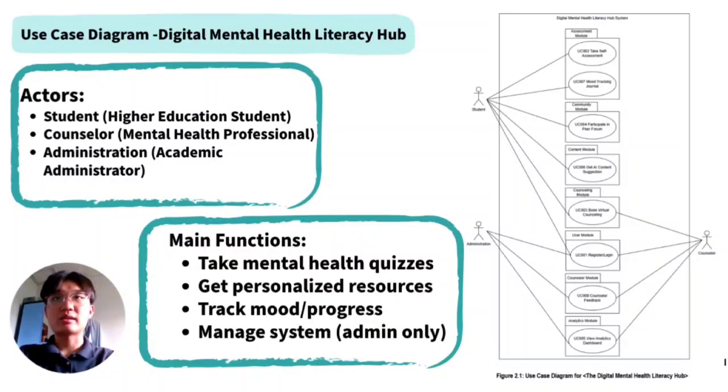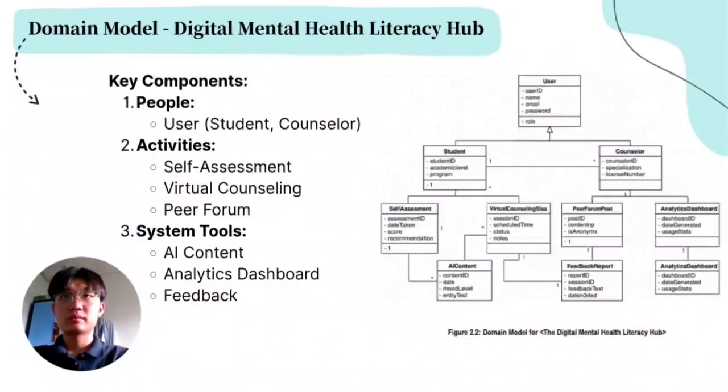The use case diagram actors are the student, counselor, and administrator, and the main function is to help users get personalized resources, track mood, and manage the system. The domain model has 3 key components. The first component is the people: student and counselor. The second component is the activity: self-assessment, virtual counseling, and the peer forum. The last key component is the system tools: AI content, analytic dashboard, and the feedback report.